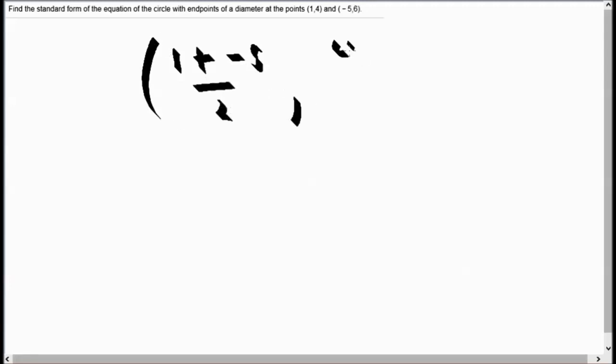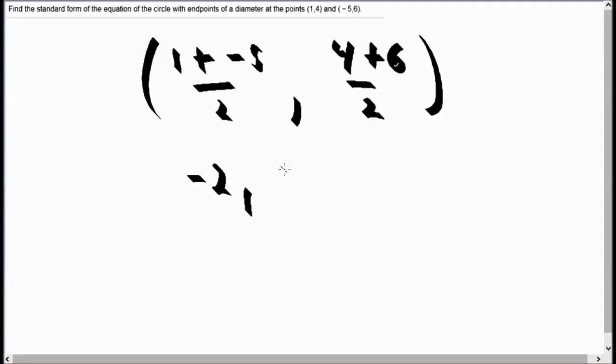All right, a couple more here. We have the endpoints of the diameter. So we need to first find the midpoint of those. So we'll use the midpoint formula. 1 plus negative 5 divided by 2 is for the first point, and then 4 plus 6 divided by 2 for the second point. That's negative 4 over 2, which is negative 2. That's 10 over 2, which is 5. So there is our center.